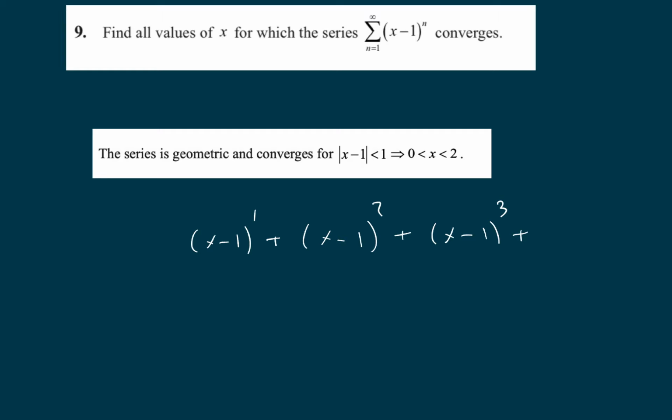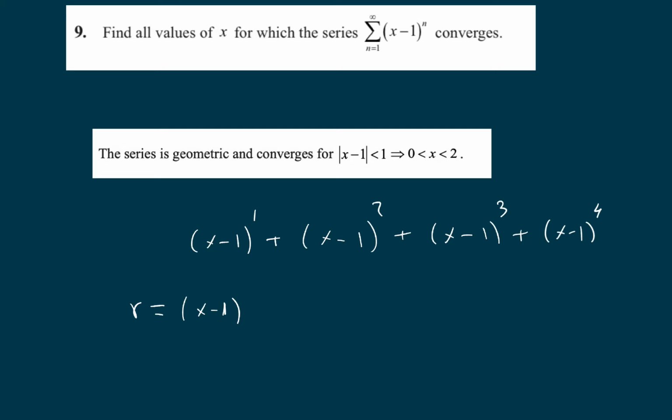Is this series a geometric series? Yes. What is the r of the geometric series? The r is the number that I have to multiply the previous one by to obtain the next one. What is this number? It's x minus 1. If I multiply x minus 1 by x minus 1, I will obtain x minus 1 squared. If I multiply r by this, I will obtain the next one. So this is a geometric series.